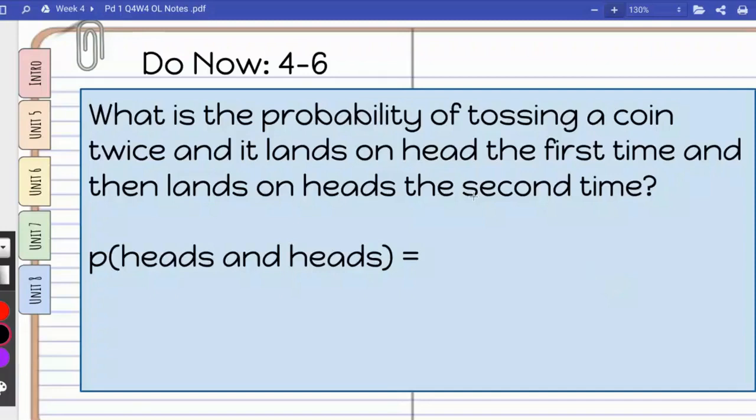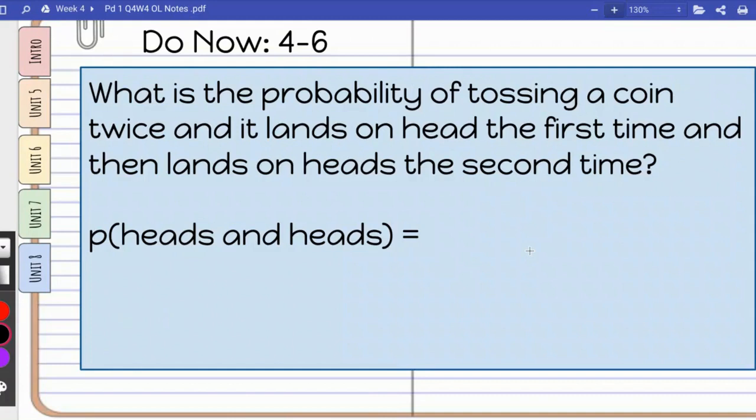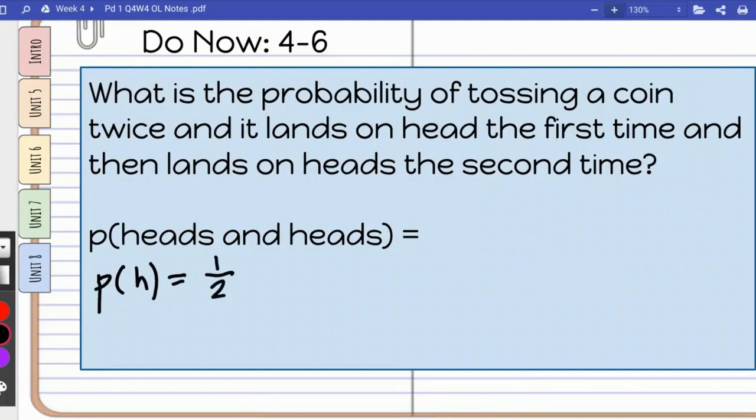Happy Tuesday. Let's talk about what is the probability of tossing a coin twice and it lands on heads the first time and then it lands on heads the second time. Well, if I look, I can find the probability that it's going to land on heads the first time. Well, there's one head out of two choices, right? Heads or tails. What's the probability it's going to land on heads the second time? Well, it's still one head out of two.